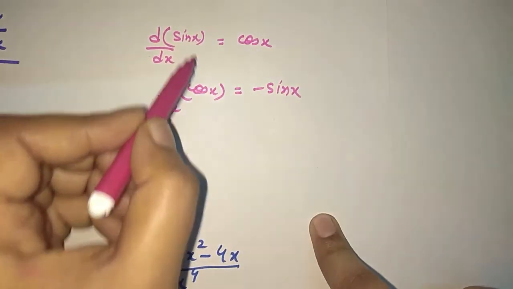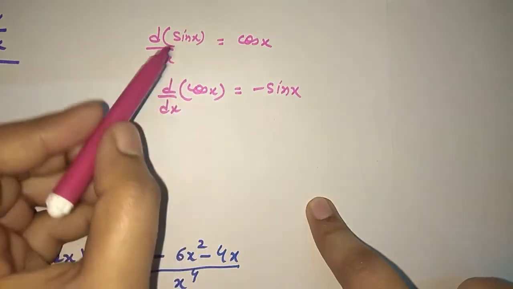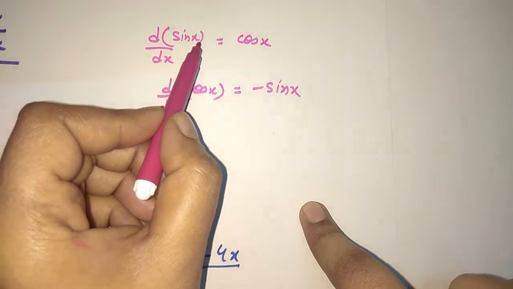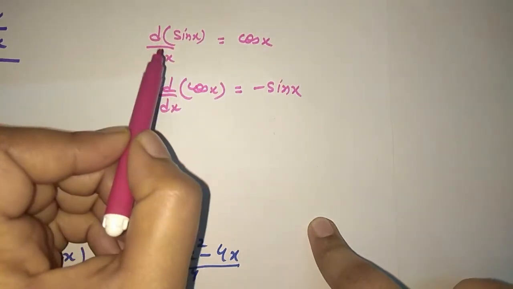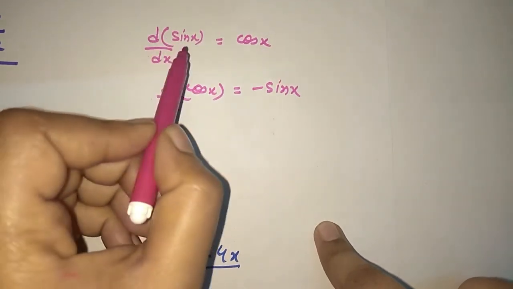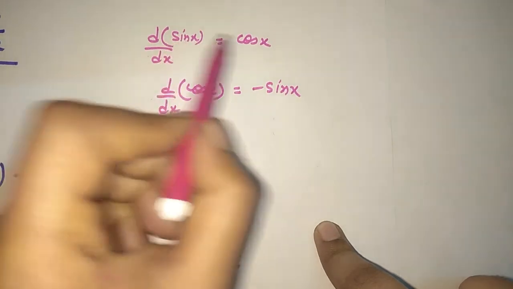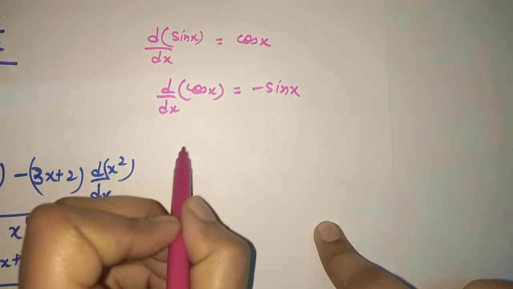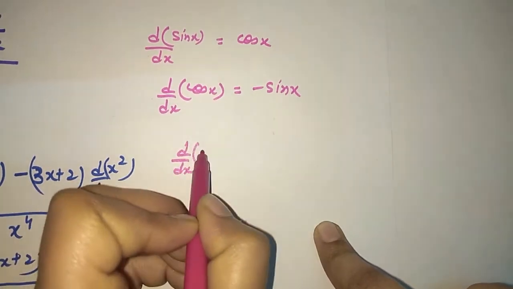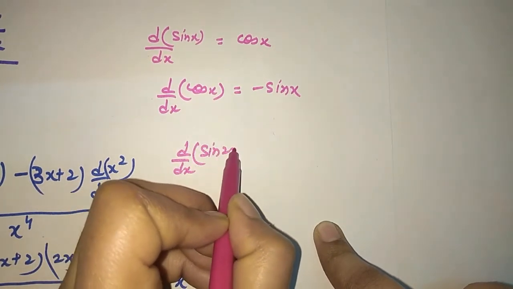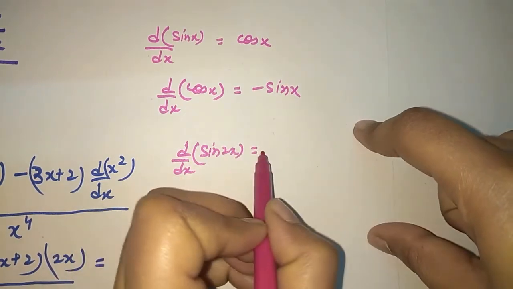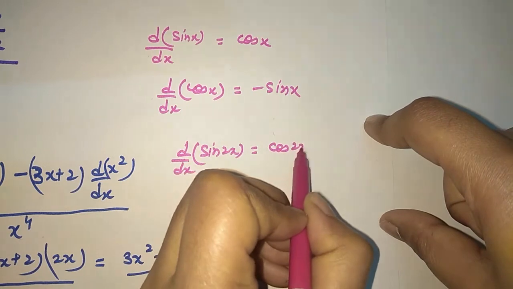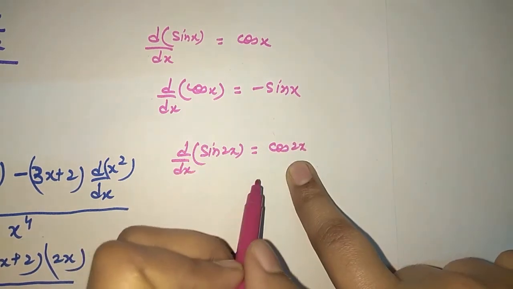Here x is theta. Clear? So what if we have sine 2 theta here? Then we need to find firstly the derivative of sine, that is cos. Theta will remain as it is. Like we have derivative of sine 2x. Then we have derivative of sine is cos. Theta will remain as it is in the first step.